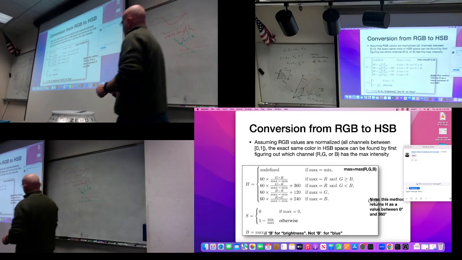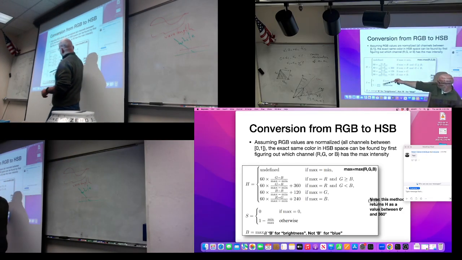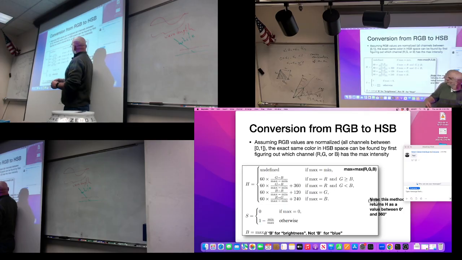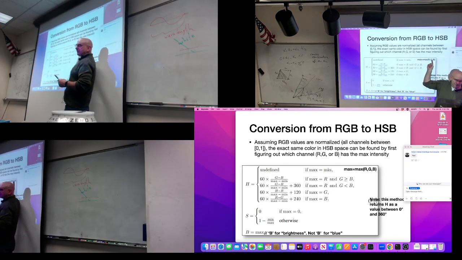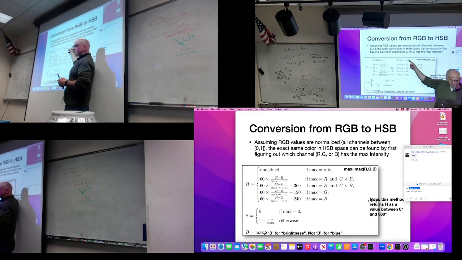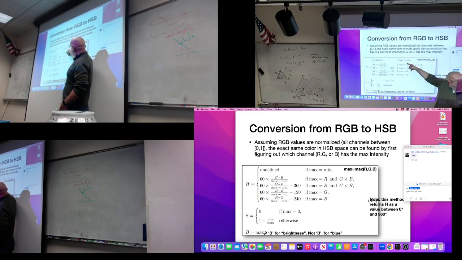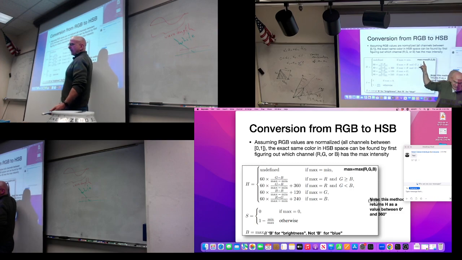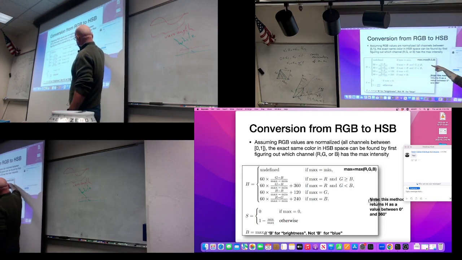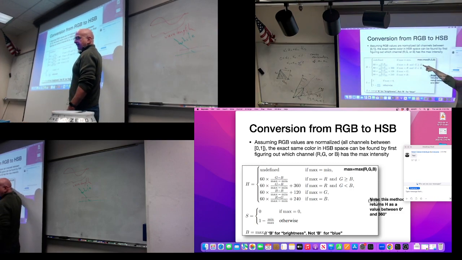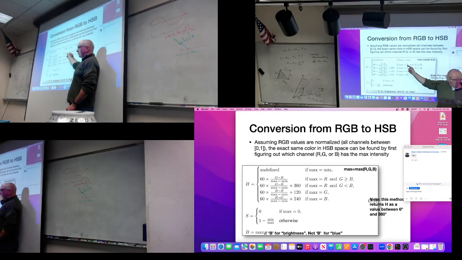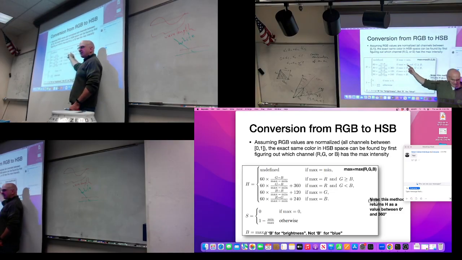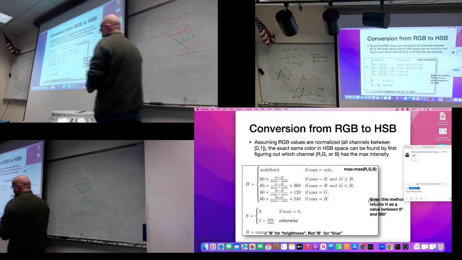So I look at the three numbers, RGB, and if the maximum among them equals the minimum, very close to being identical, then it's just gray. And in this case, my hue is just not defined. It's gray. And that's fine. Otherwise, let's assume that the maximum is red. So I know that I'll be in the red section.